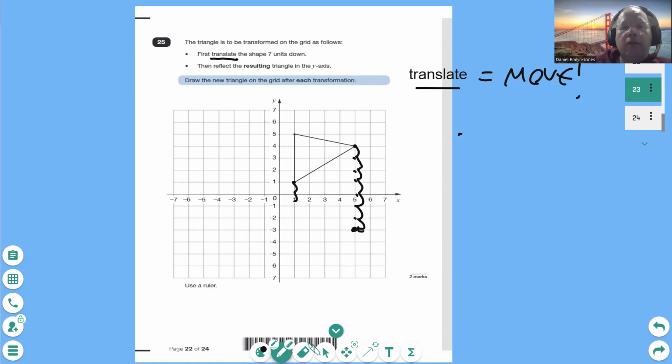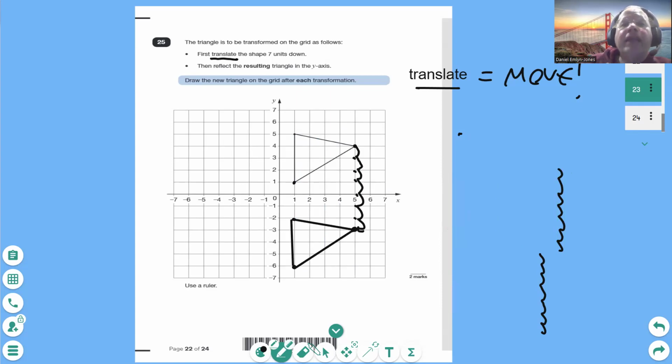So there we are. You can do it to the other ones. 1, 2, 3, 4, 5, 6, 7. And then here, 1, 2, 3, 4, 5, 6, 7. There. Okay, so now you've got your new shape. We've done what they wanted, 7 units down. There we are. We've translated.